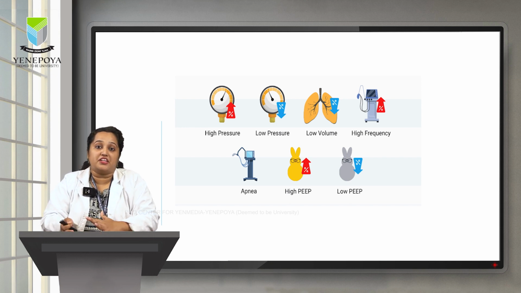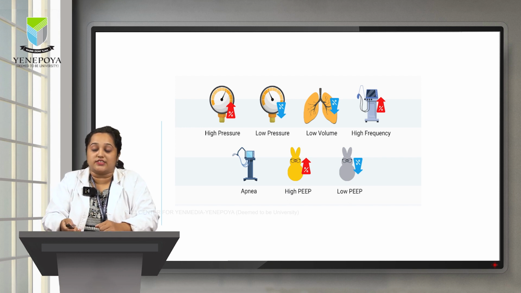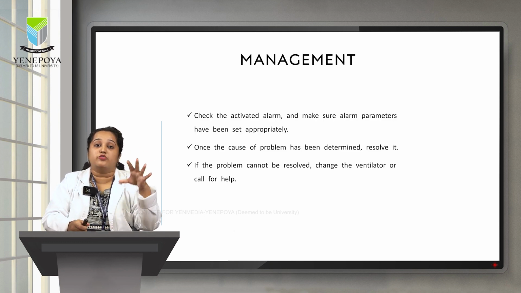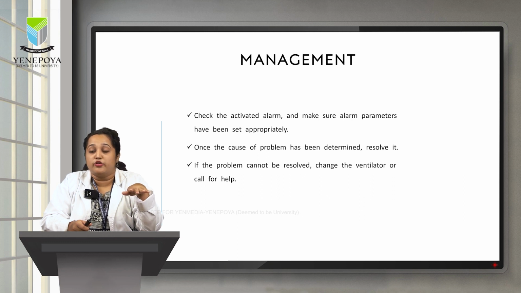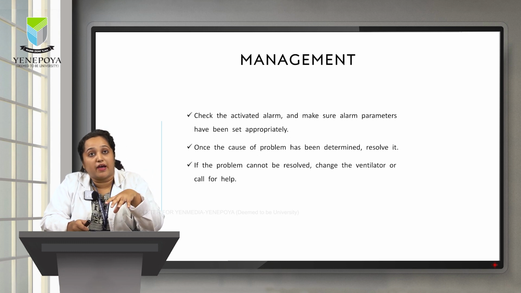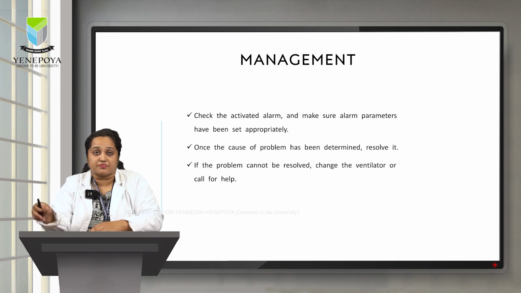Let's see how to manage these alarms and how to manage a patient who is in sudden distress. First thing, when you approach that patient, imagine this scenario: there is an alarm blaring and you are not able to see the patient, but you can definitely hear the alarm. The first thing to do is go near the patient's bedside and check the activated alarm and make sure the alarm parameters have been set properly. Usually the alarm limits are set on the ventilator and the cardiac monitor. So please check that the higher and lower limits of the alarms are set properly.